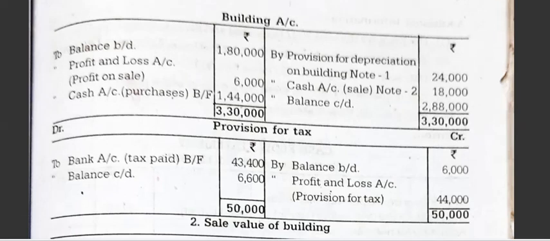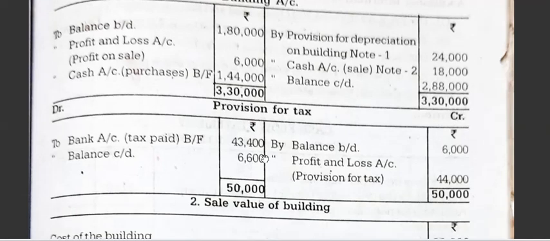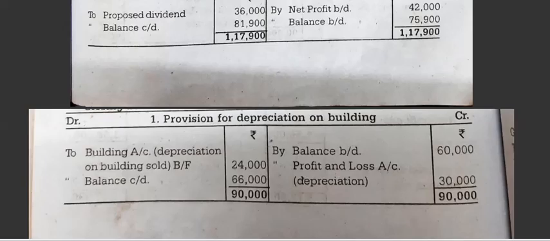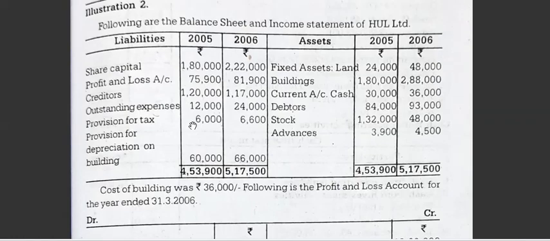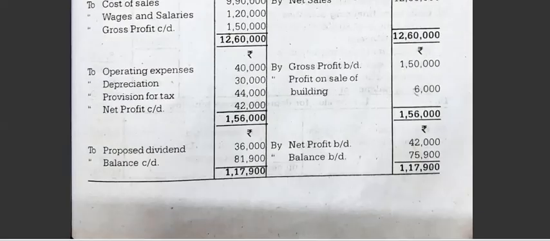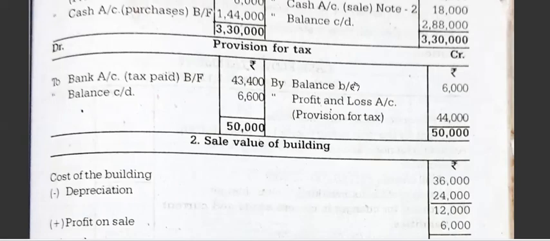We opened a provision for tax account because there is tax paid and provision created. So by balance brought down and by balance carried down, first you have to write the opening and closing balance by checking the balance sheet. See, in the balance sheet here it is given provision for tax 6,000 and 6,600. It is a credit balance, so we begin with the credit side: by balance brought down 6,000 and carried down 6,600. Provision created by profit and loss account, provision for tax 44,000. Tax paid to banker, tax paid 43,400. So total on both sides 50,000.